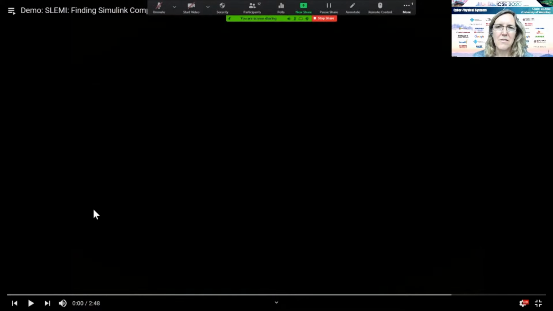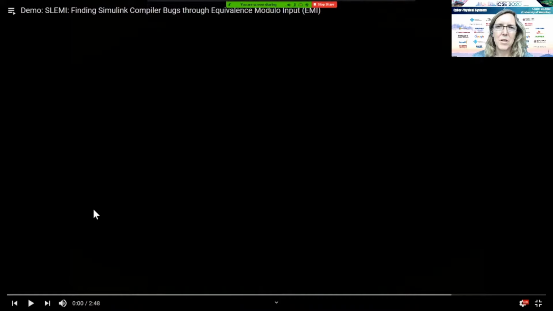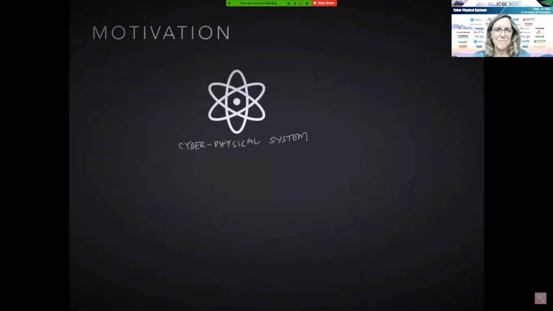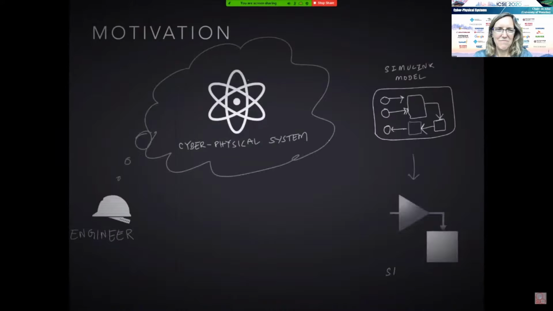And the demo is SLEMI, finding Simulink compiler bugs through equivalence modulo input, EMI. SLEMI, Automated Compiler Bug Finding for Simulink. When designing complex cyber-physical systems, engineers design graphical models to simulate them in commercial tools like Simulink and even generate code to deploy in target hardware.